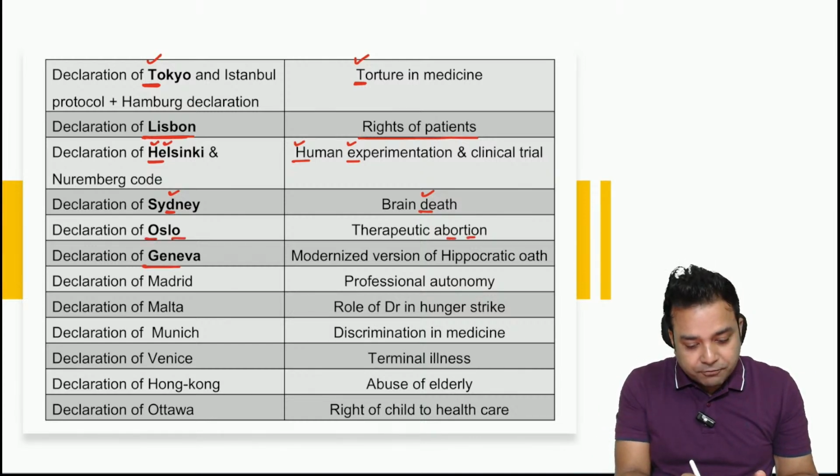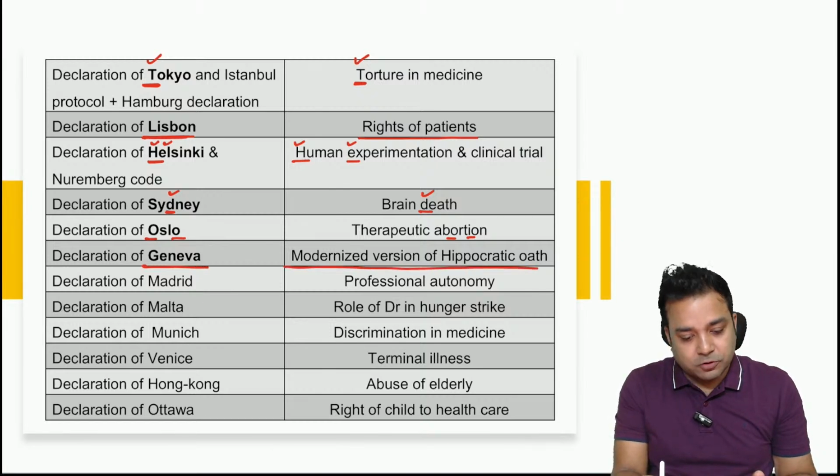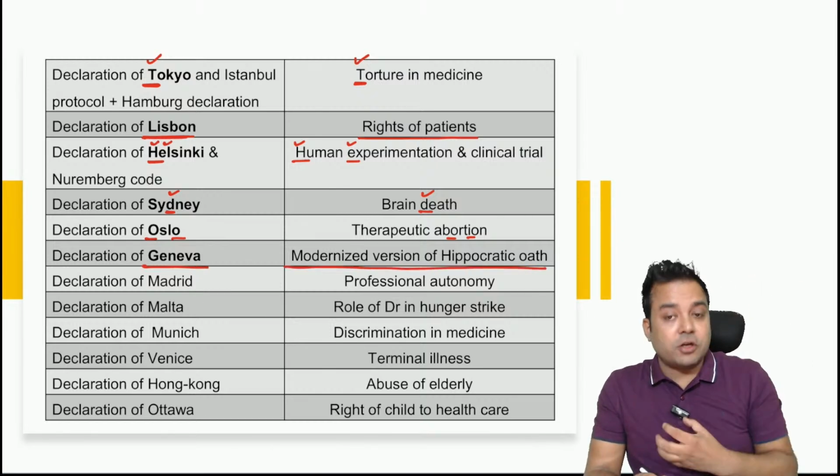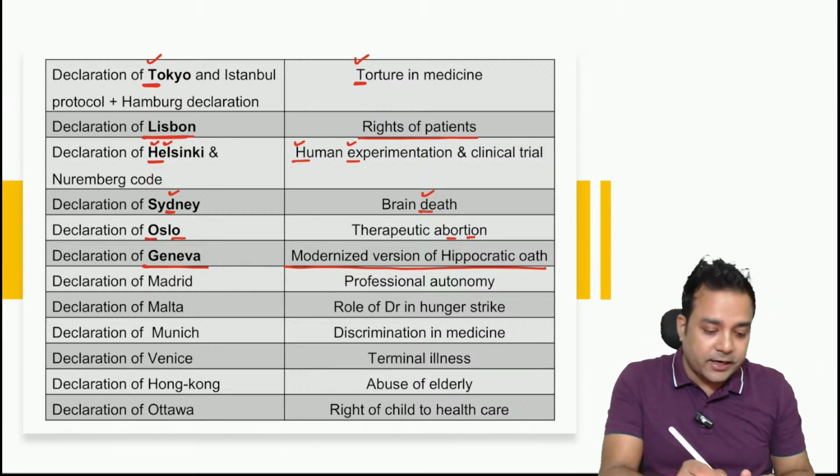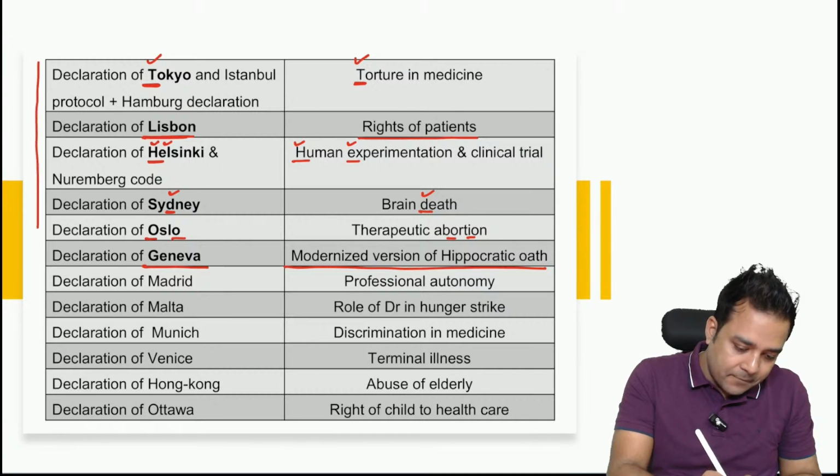And Geneva, you have to remember modernized version of Hippocratic Oath. Then sir, which of the following we should remember? All the things which have been already kept bold. These are the most important declarations. Okay. Till here.